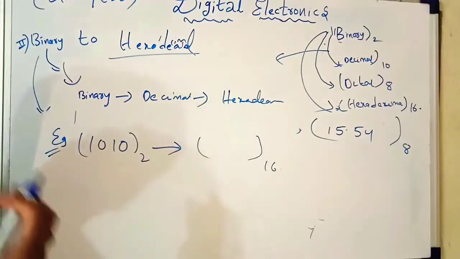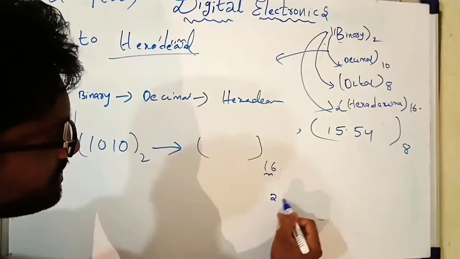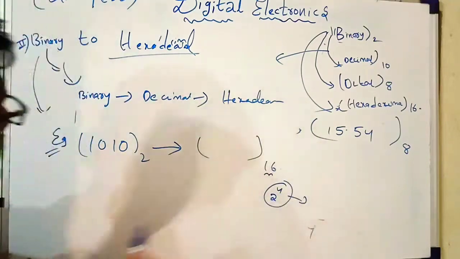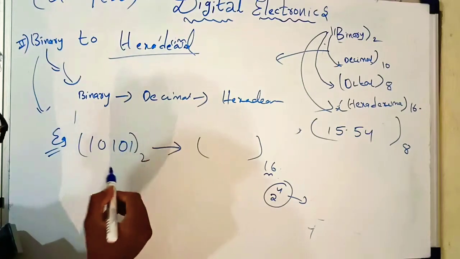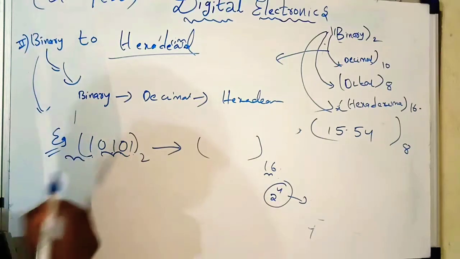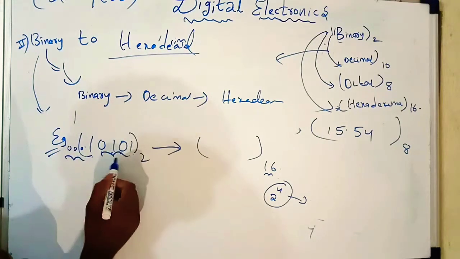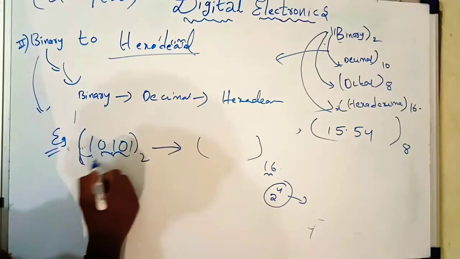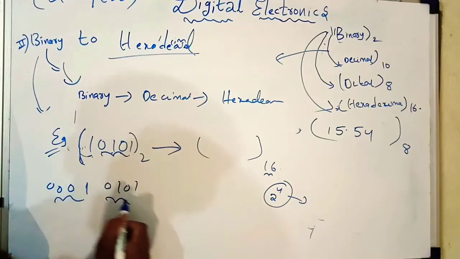Hexadecimal, here the base is 16. That means this can be represented as 2 power 4. For hexadecimal we need 4 bits. So in binary we will take 4 bits. Just take 1, 2, 3, 4. And here remaining this 4. Here there are no digits before 1, so we will add 3 zeros. This is 0, 1, 0, 1. This is 1, 0, 3 zeros.